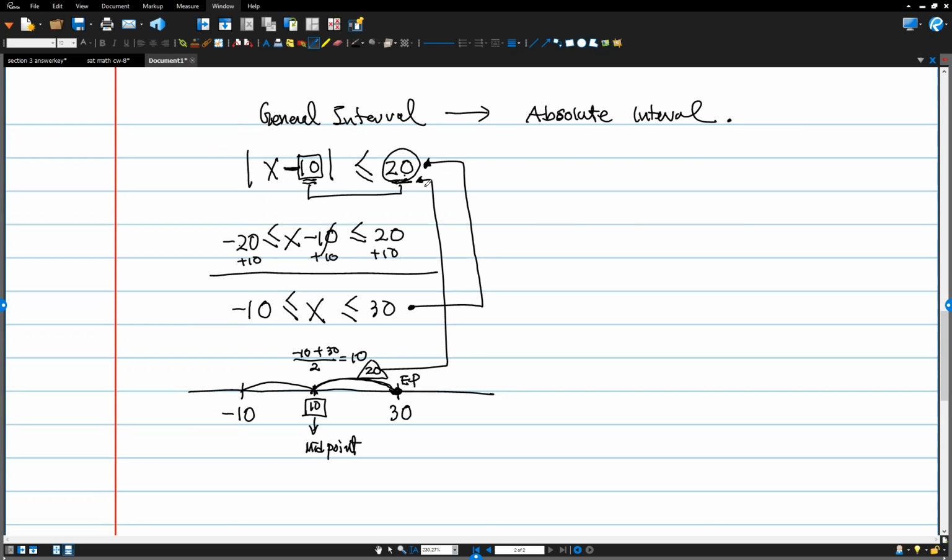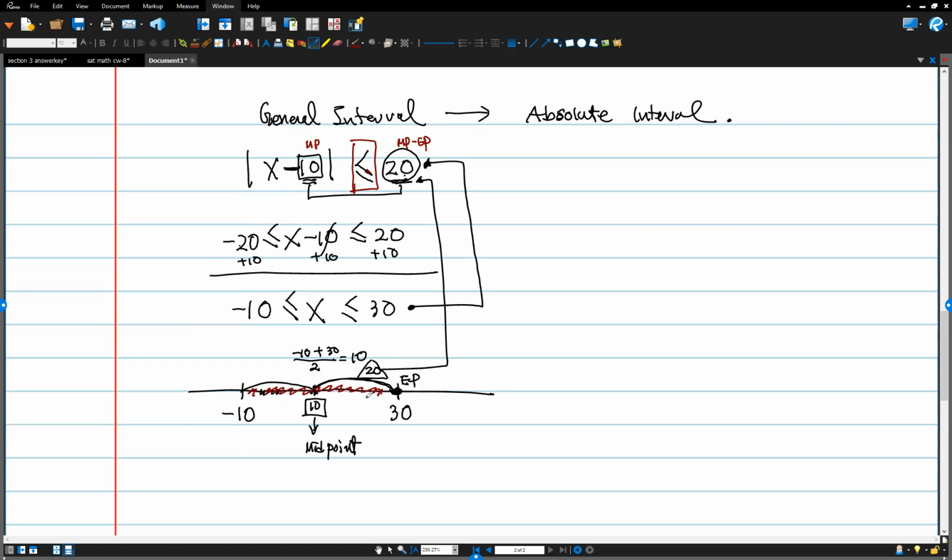Are you guys with me? When you have a general interval, this number goes inside, and now we are going to decide the direction. The solution is between two numbers, always what? Less than or equal, isn't it? So we decide the midpoint, the distance from the midpoint to the endpoint, and the direction: is the solution inside or outside?